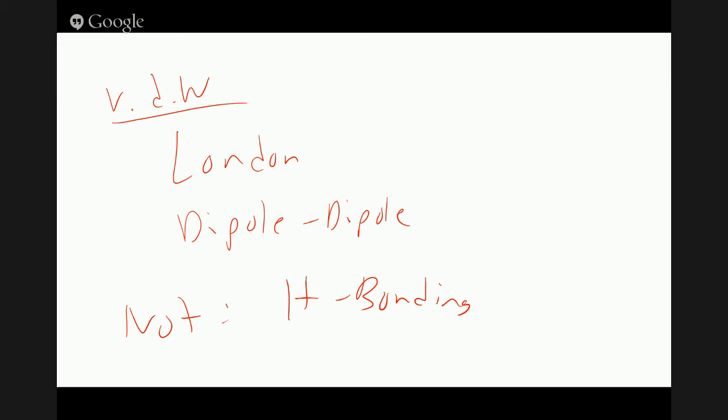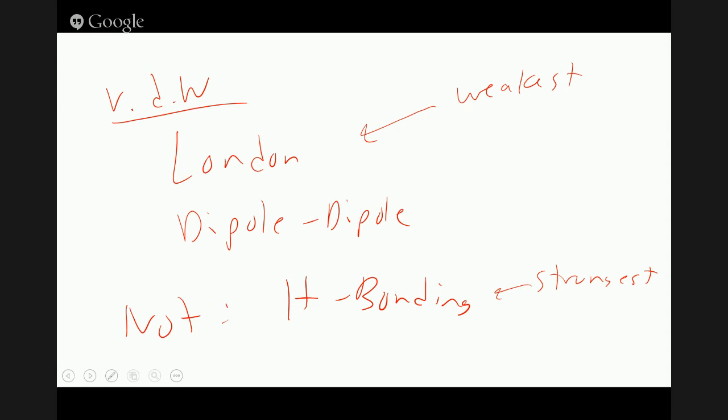So if we think about these intermolecular forces, London forces are generally the weakest, hydrogen bonding is generally the strongest. And that can lead to some discussions about boiling points. Sorry, stronger intermolecular forces lead to higher boiling points, all other things being equal. Okay? So Leo, I hope that answers your question.